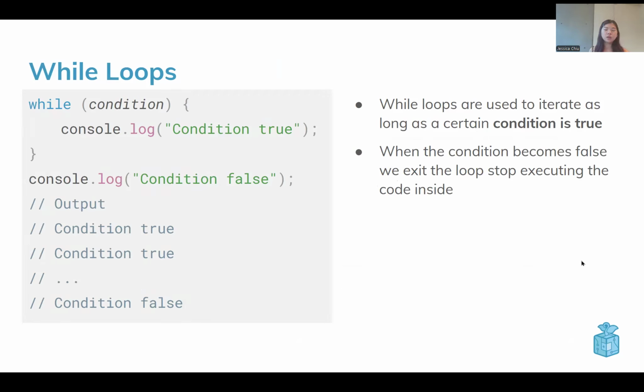Okay, while loops. So basically while loops are used to run a block of code over and over again as long as a certain condition is true. Once the condition is false, then we exit the loop and stop executing the code inside. So you can see here, while this condition here is true, it'll keep console.logging condition true. Once the condition becomes false, then it exits and it prints condition false.